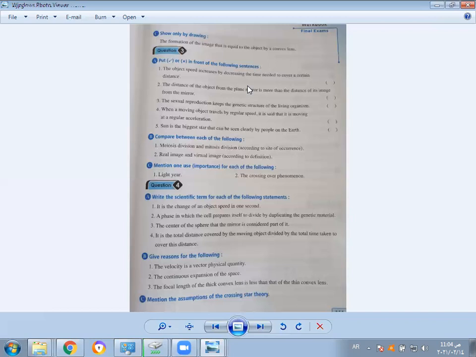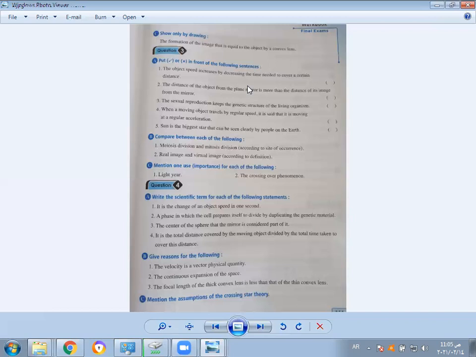Number 2. The continuous expansion of the space. What is the reason or the cause of the continuous expansion of the space? It is the regular motion of galaxies away from each other.